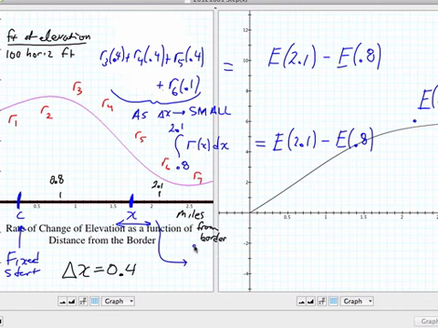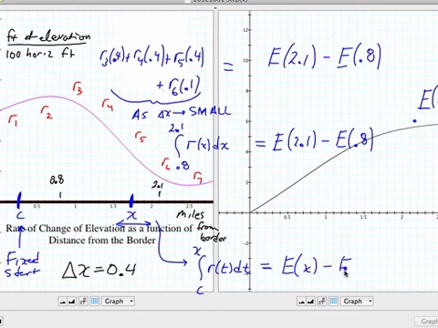Somebody new? Andrew. Integral from c to x of r(t) dt. And that's going to equal E of x minus E of c. Okay, now here's a key point.